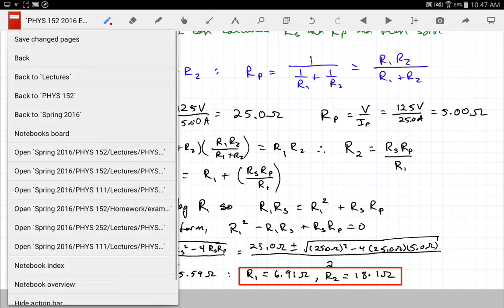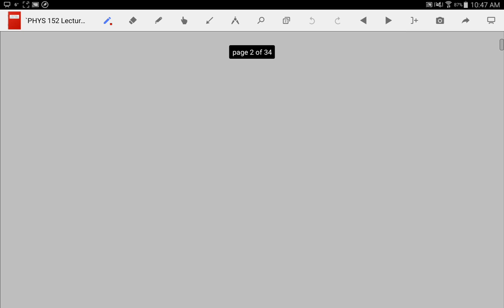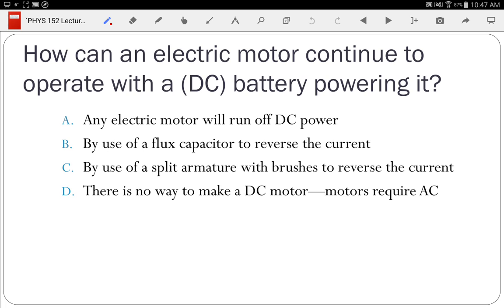Okay, going to today's lecture material, we'll start with a clicker question. How can an electric motor continue to operate with a... No, Jared, you have to read the question first. Yes, I did not realize that it had gone away. How can an electric motor continue to operate with a DC battery powering it?